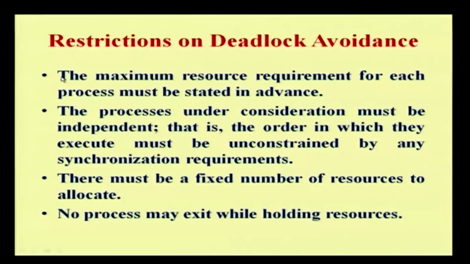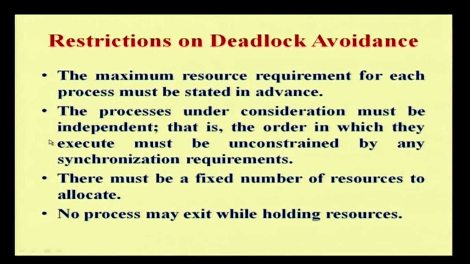Now let us see the restrictions for deadlock avoidance, and then the restrictions for the banker's algorithm. So what are the restrictions for deadlock avoidance? This banker's algorithm was an example that was given for avoiding a deadlock situation. So what are the restrictions? Here the maximum resource requirement for each process must be stated in advance. That is, as far as the banker's algorithm is concerned, for your requirement you are supposed to state the maximum requirement. You are supposed to state that I require 10 lakh rupees for building my construction, right?